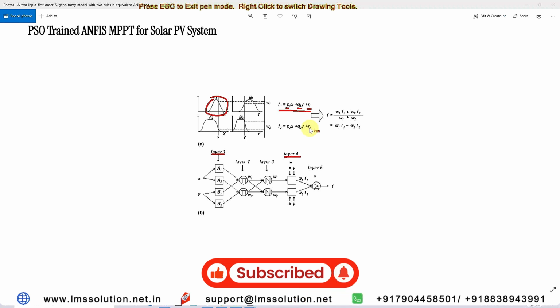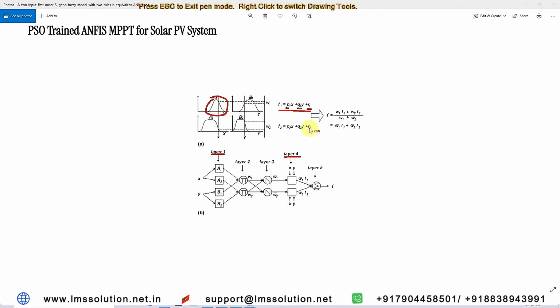So instead of using the back propagation algorithm and least square optimization, I'm going to use particle swarm optimization to tune the parameters of the membership function in layer 1 and then the parameters in layer 4. For example, I'm going to consider the Gaussian membership function and tune the center and standard deviation of that Gaussian membership function by using PSO, as well as tune the parameters P, Q and R in layer 4 of the ANFIS. By using the PSO, I'm going to tune that ANFIS network in order to get the perfect model.